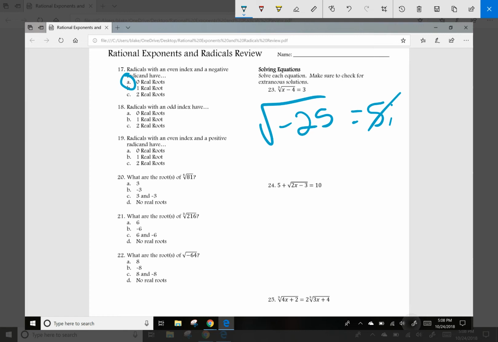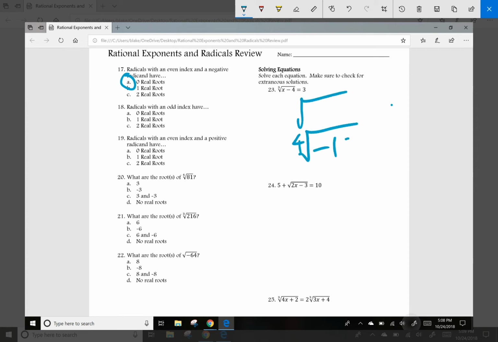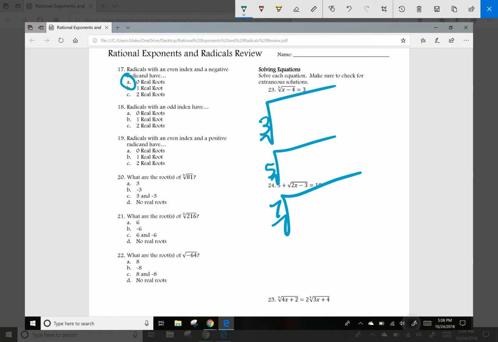That's an imaginary root. So for these, any even index, it doesn't really matter if it's a square root or a fourth root, if it has a negative number on the inside, it's still going to have 0 real roots. Okay? So that's just one of those rules of thumb. Number 18, if you have an odd index, so something like the cube root, third root, fifth root, seventh root, any odd number index, it doesn't matter what number you have in here, if it's positive or negative, it's still going to be 1 root, always 1 root, okay?